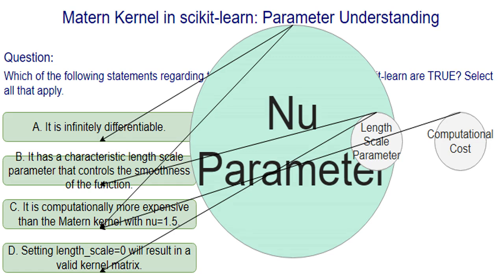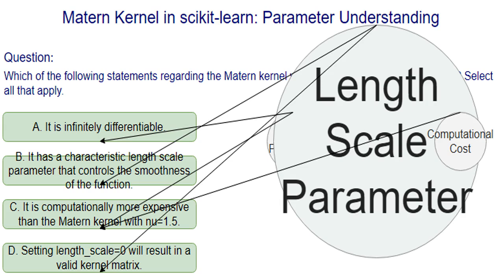The nu parameter dictates the smoothness of the Matern kernel. Larger nu values lead to smoother functions. Think of it like drawing a line. A larger nu value is like using a smoother pen, while a smaller nu value is like a more jagged pen stroke. The length_scale is another important parameter. It determines how quickly the correlation between points decreases as their distance increases. A smaller length_scale means correlation decays faster, and a larger length_scale means it decays more slowly.